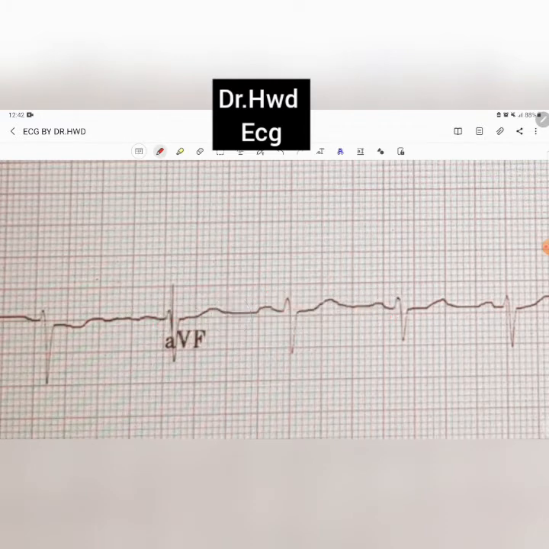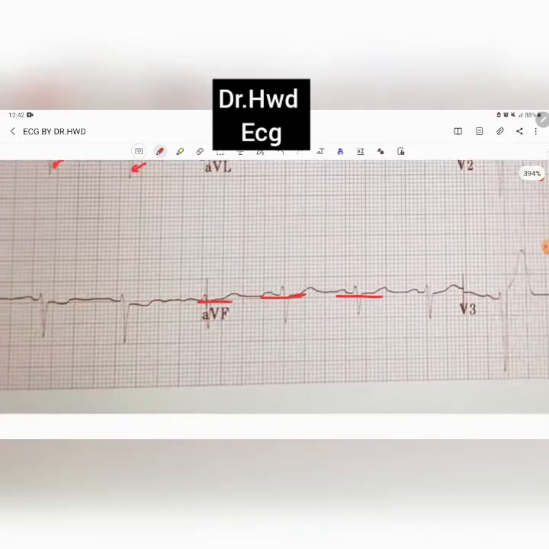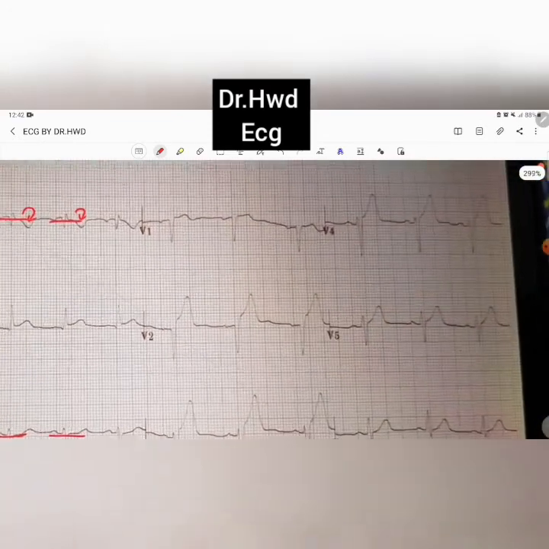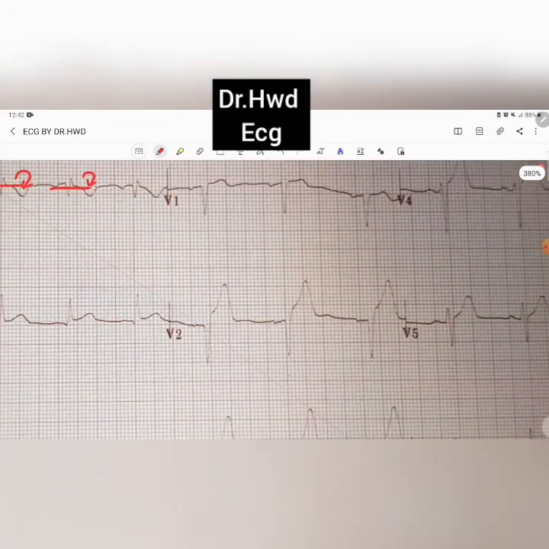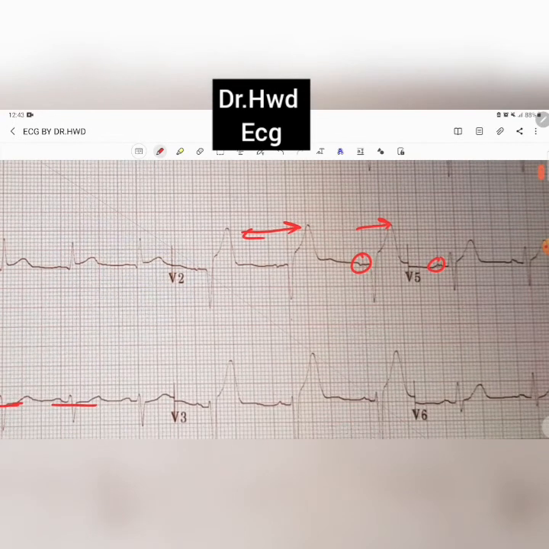Then you look in here and you see that there is a little bit of elevation. Now look at in here. What is it? So prominent. RR fine. RR fine. P wave, kind of inverted. RR fine. These are your P waves. All right, now look at the QRS complex.